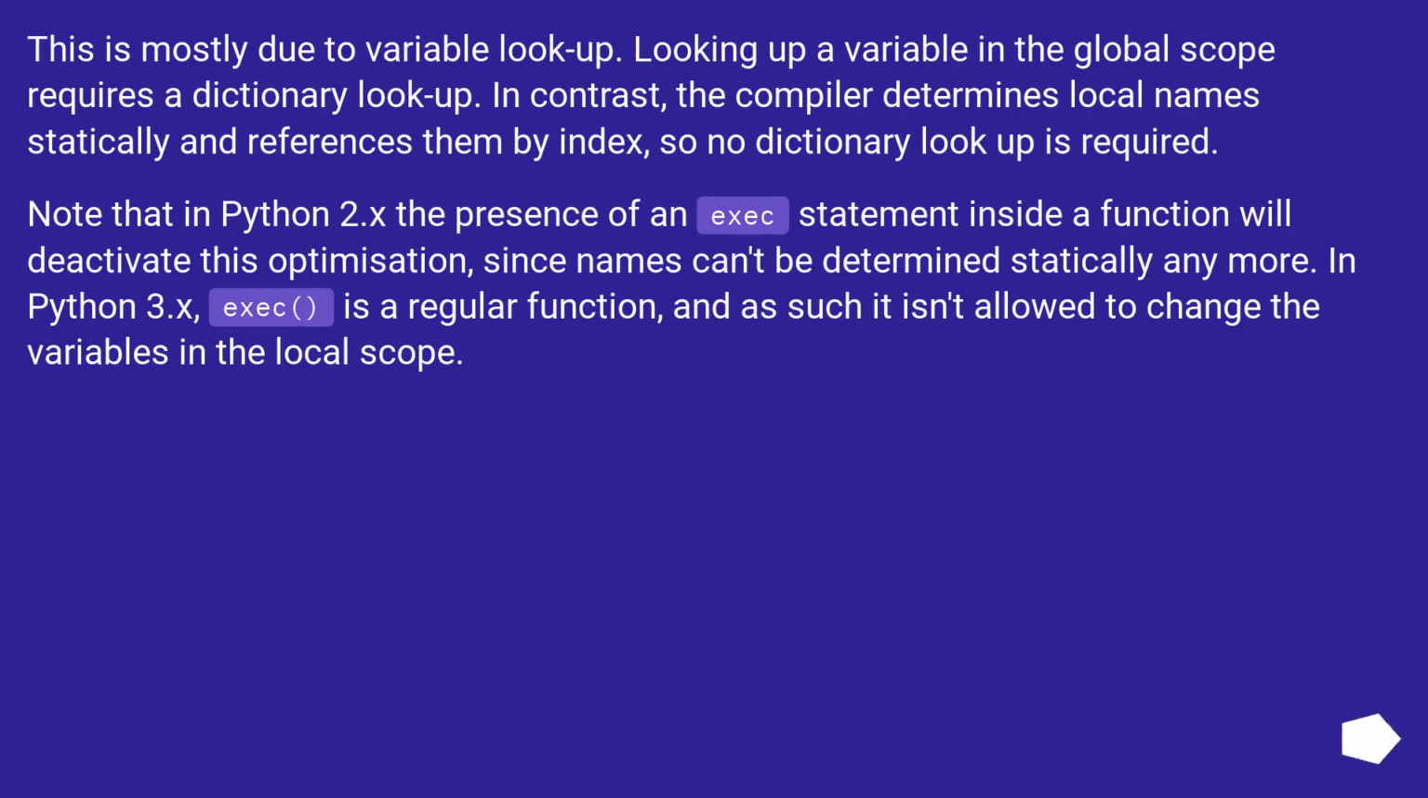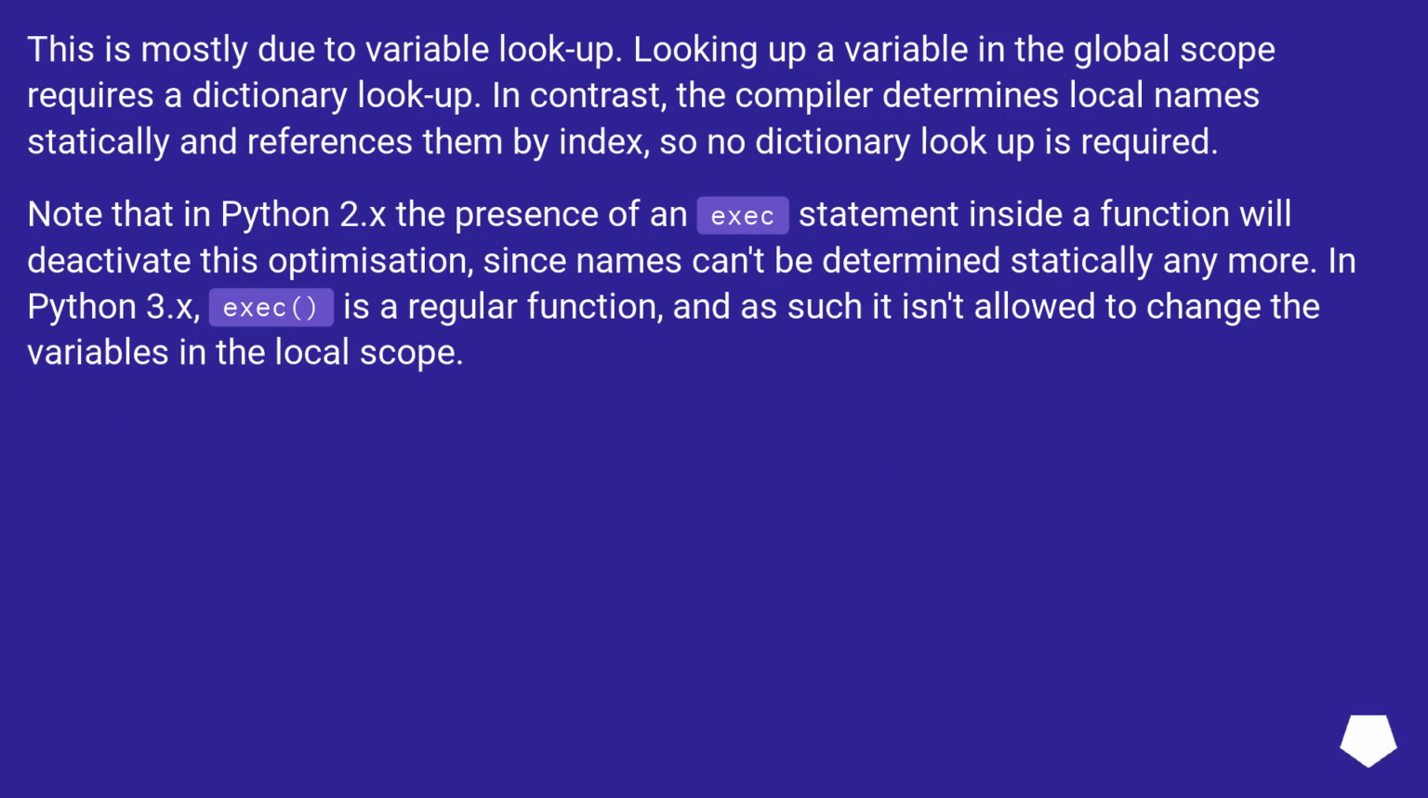This is mostly due to variable lookup. Looking up a variable in the global scope requires a dictionary lookup. In contrast, the compiler determines local names statically and references them by index, so no dictionary lookup is required.